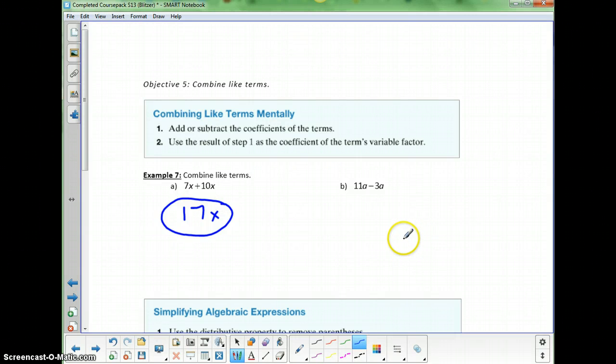The same thing works for subtraction. If it's 11a minus 3a, they are like terms, so I subtract the coefficients. 11 minus 3 is 8, so I have 8a.